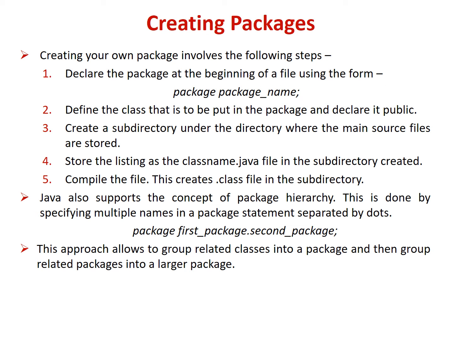Creating your own package involves the following steps. Number 1. Declare the package at the beginning of the file using the form package then package name. Number 2. Define the class that is to be put in the package and declare it public. Number 3. Create a subdirectory under the directory where the main source files are stored. Number 4. Store the listing as the classname.java file in the subdirectory created. And number 5. Compile the file. This creates the class file in the subdirectory.